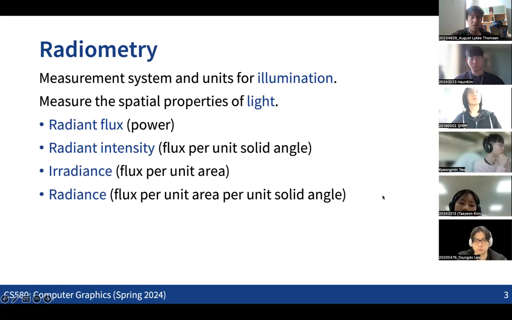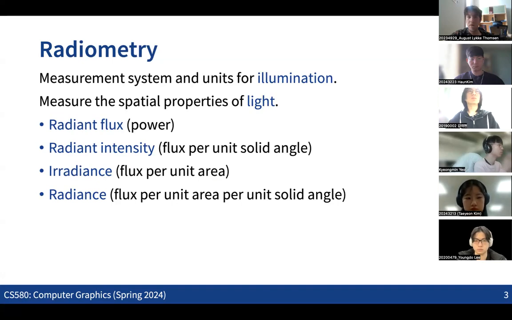As the first step to model this reflection, basically modeling illumination, we are going to discuss some terms that are typically used to measure illumination in lighting. And we're also going to discuss some of the units to measure those things. There are four main quantities. As you can see, these names are quite confusing and very similar, but you need to get used to the difference between those terms.